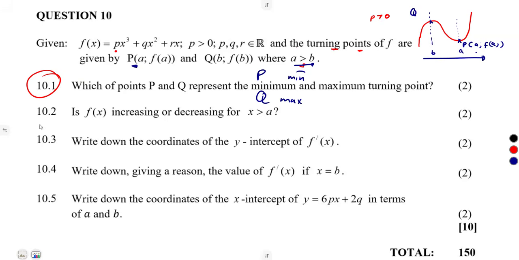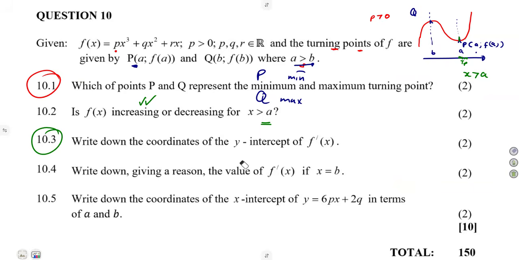10.2, is f of x increasing or decreasing for x greater than a? All right, this is where our a is at the minimum turning point. So for values of x that are greater than a, the graph is going up. That's increasing. From the minimum turning point, you're now going up. Where x is greater than a, the graph is increasing.